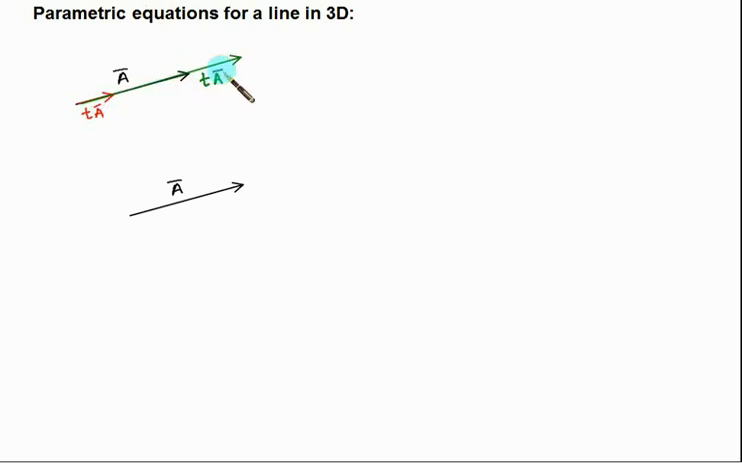Suppose we show a vector like this. This vector is also parallel to A, so we can write it as T times A bar. This time the value of T will be greater than 1. And suppose we show the vector in the opposite sense. So this one is also T times A bar, but this time the value of T will be negative.